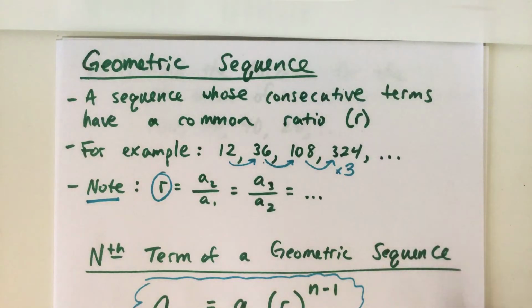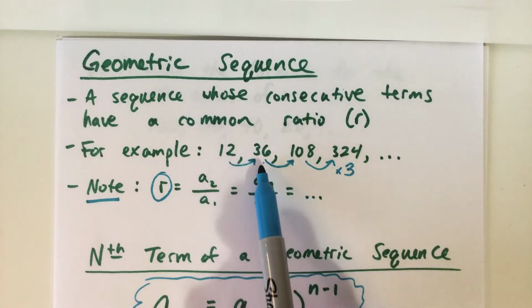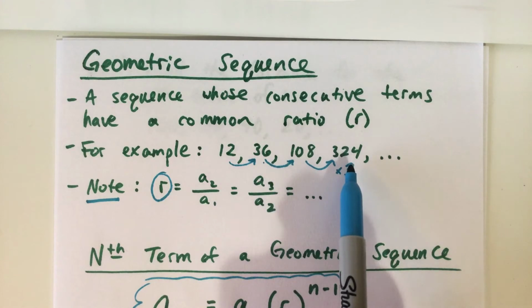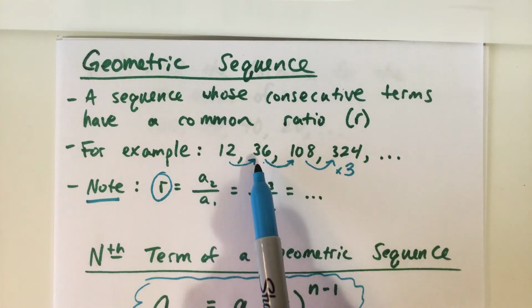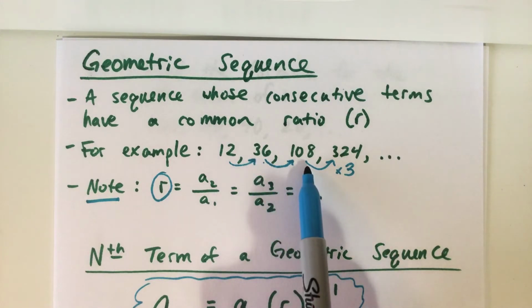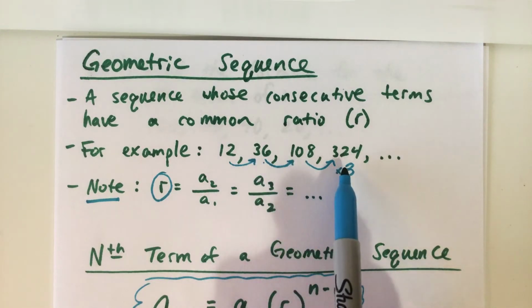In today's lesson, we're going to be talking about geometric sequences. A geometric sequence is a sequence whose consecutive terms have a common ratio, which we're going to call r. Here's an example. We have the sequence 12, 36, 108, and 324. If you think about going from 12 to 36, you can multiply by 3, and from 36 to 108, multiply by 3, and 108 to 324 is multiplied by 3.